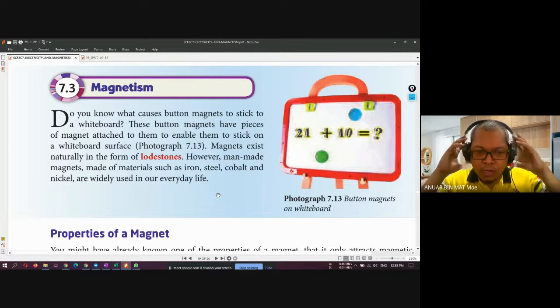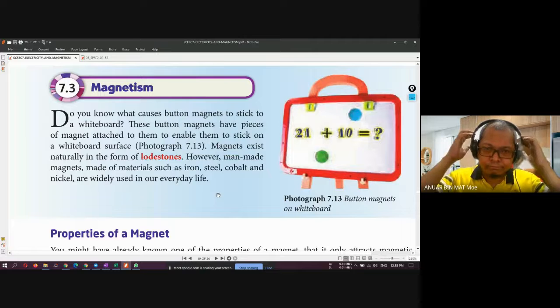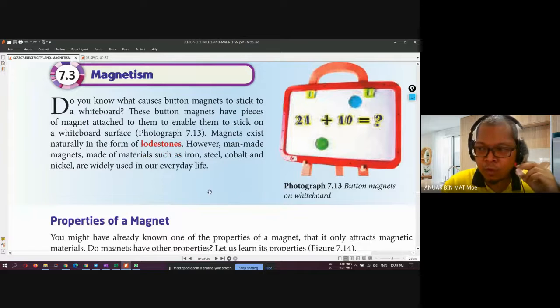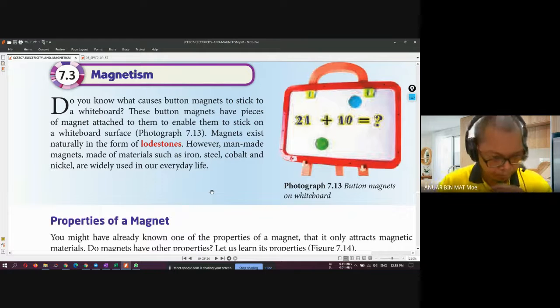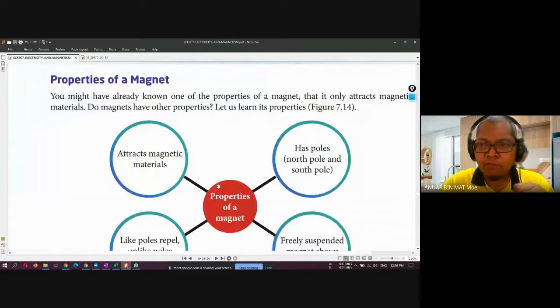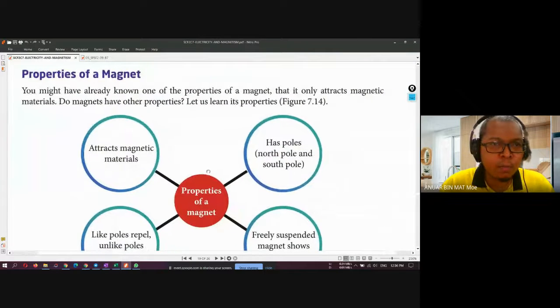I think you know what a magnet is. A magnet is this material. When you attach an iron, for example, a ferrous metal such as iron, it can be attracted to the magnet. This is what we call magnetism. Next, the properties of a magnet. You need to understand the properties of the magnet.